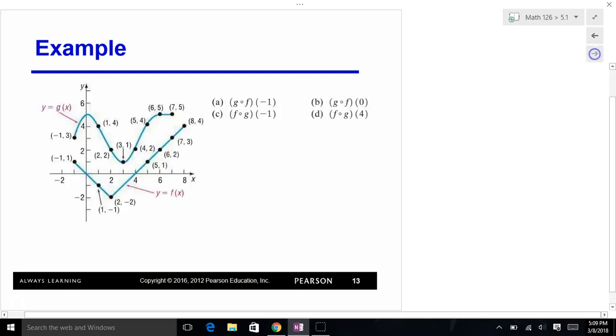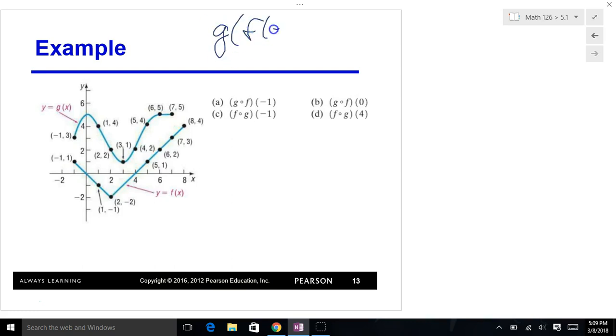In fact, I'm going to skip ahead to this last slide while I'm thinking about it, and then I'm going to come back. So this is looking at it, instead of with the equations, visually. So let's find, the first one says find g of f of -1.